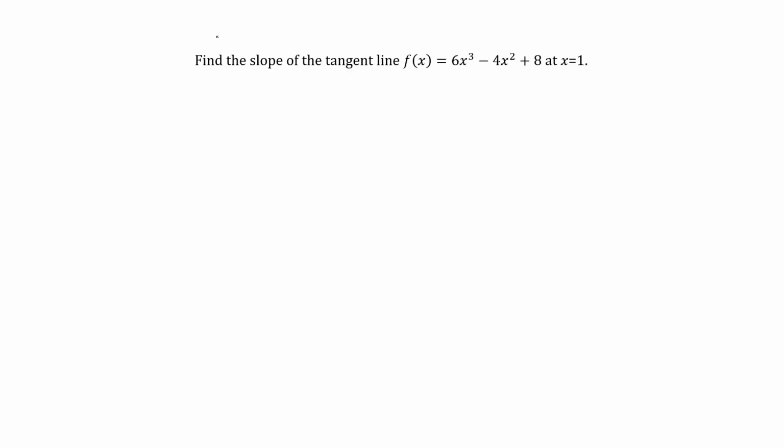Right now, we're not going to find the whole equation. We're just going to find the slope of the tangent line of this at x equals 1. And the way you do that is you just take the derivative and you plug in the x value, just like we did in the beginning. So the derivative of this will be 3 times 6, 18x squared, minus 8x, and then that 8 goes away. So this is the whole derivative.